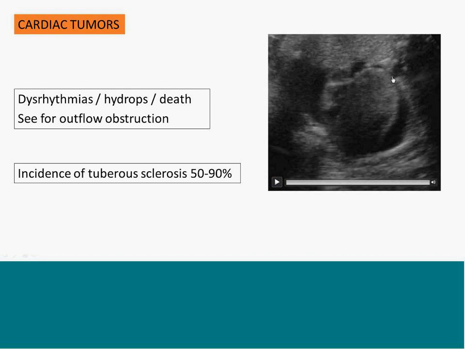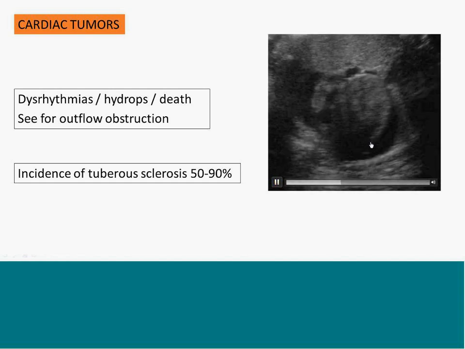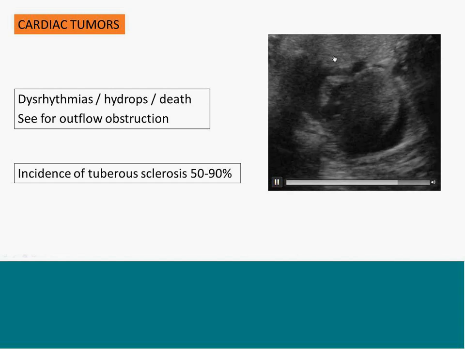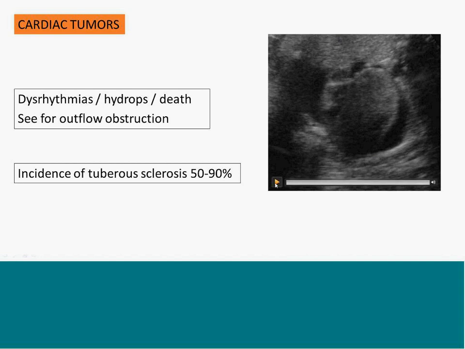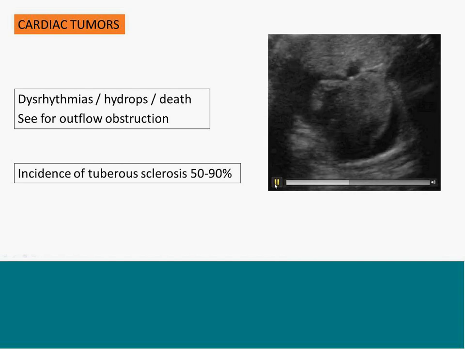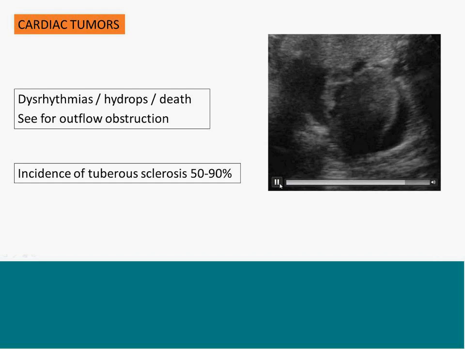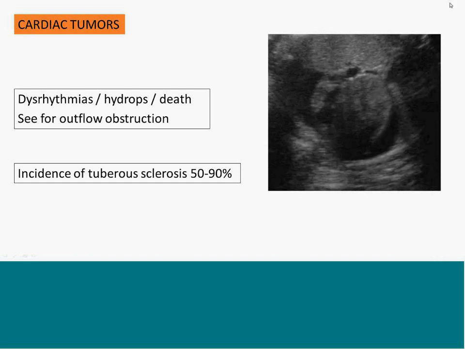Whenever cardiac tumors are diagnosed, the most common one, as you know, is rhabdomyomas. And whenever you see a cardiac tumor in a 4-chamber view, it's important to make sure that the rhythm is okay, the outflows and the inflows are not obstructed, and then you follow them up during pregnancy for any deterioration in terms of development of arrhythmias or development of AV valve regurgitation.